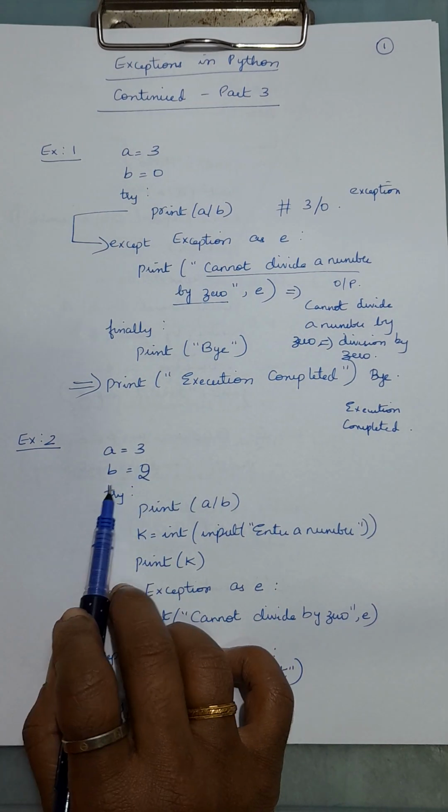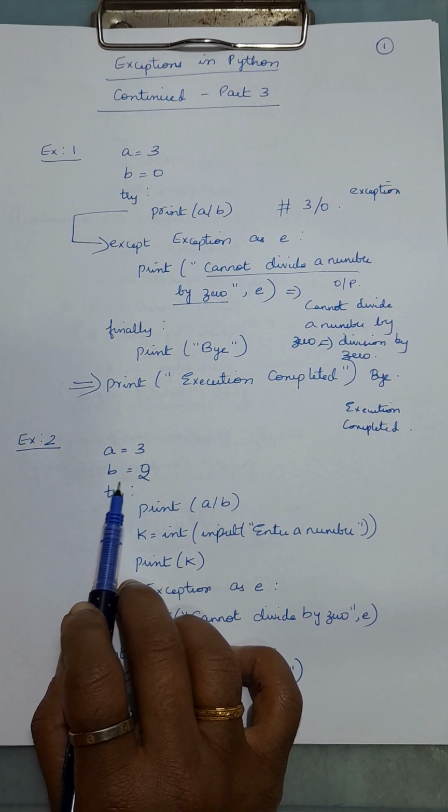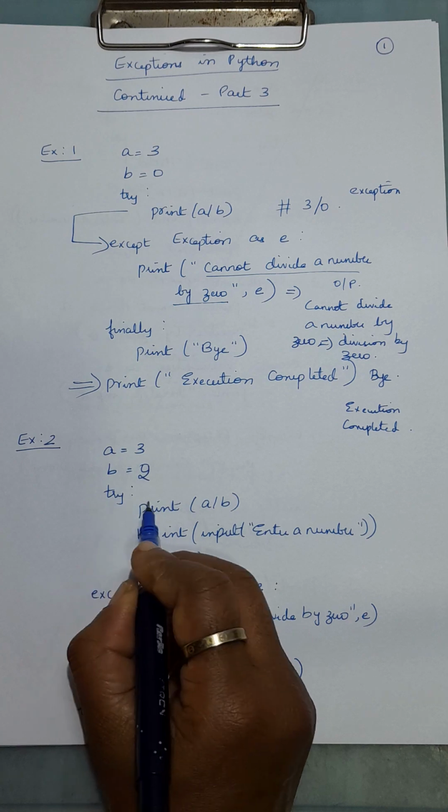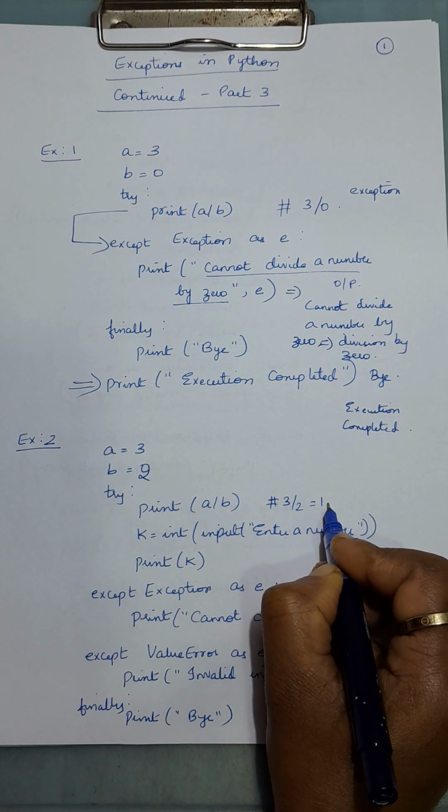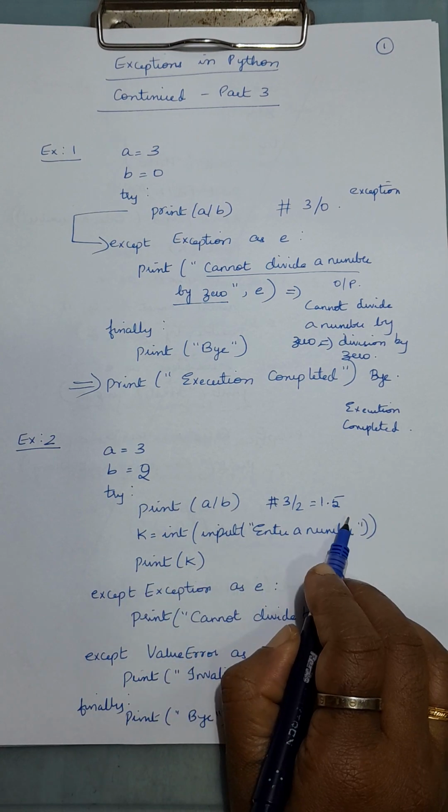Okay, now coming to the second example here. A is equal to 3, B is equal to 2. Now B is not equal to 0. What will happen here? First it will try. What it tries: 3 divided by 2, it's nothing but 1.5, right? There is a successful execution here.